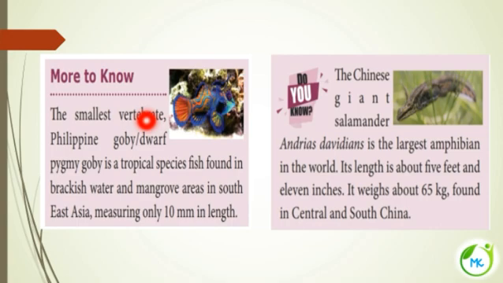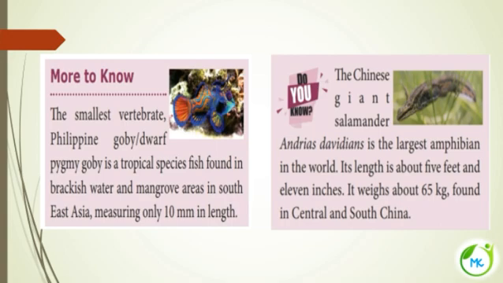Before going on to the next class, we shall see some more facts to know. The smallest vertebrate is a fish, the Philippine goby or dwarf pygmy goby, and it is a tropical species of fish found in brackish water and mangrove areas. Brackish water is nothing but where the salt and the fresh water meet. It measures only 10 millimeter in length. Hence, the smallest vertebrate is the Philippine goby fish.